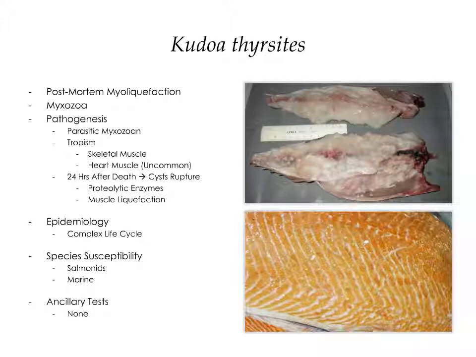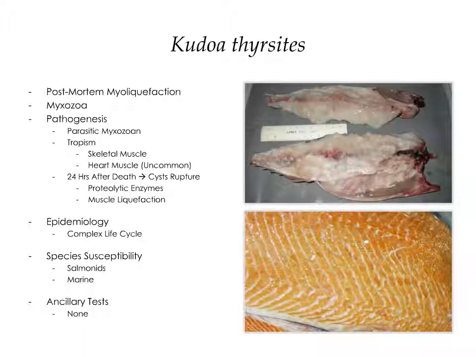Kudoa thyrsites is a parasitic myxozoan that is responsible for the condition known as postmortem myoliquefaction. The parasite has a tropism for myocytes of the skeletal muscle. Although it has the potential to infect cardiac myocytes, this is fairly uncommon. In the live fish, Kudoa will produce large numbers of tissue cysts throughout the muscle. The cysts will rupture en masse within 24 hours after the death of the animal. At the time of rupture, the encysted myxospores will release a large amount of proteolytic enzymes. This causes liquefaction of the muscle, as illustrated in the images to the right.